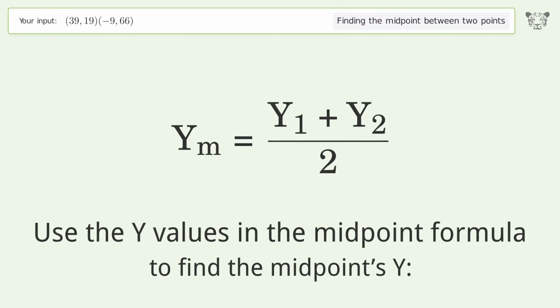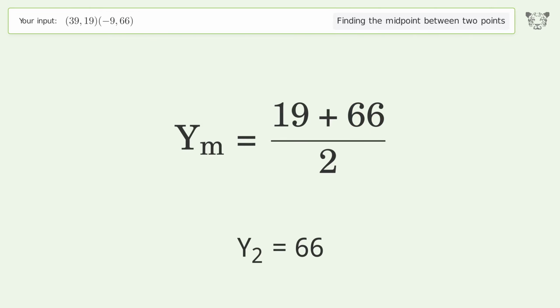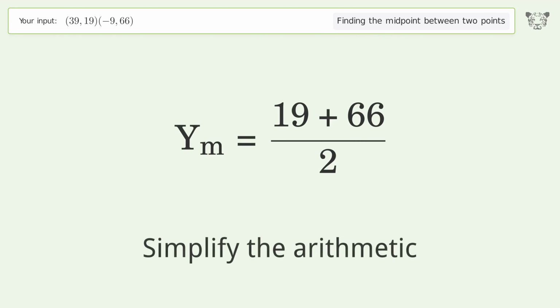Use the y values in the midpoint formula to find the midpoints y. y1 equals 19. y2 equals 66. Simplify the arithmetic.